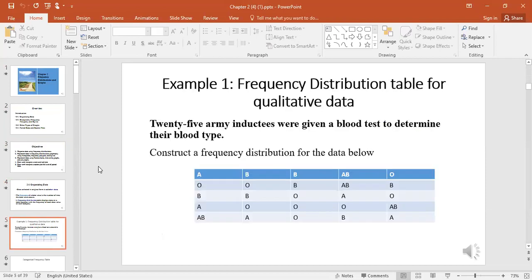So for example, on the screen, can you see the screen? So can you see the screen, Michael?